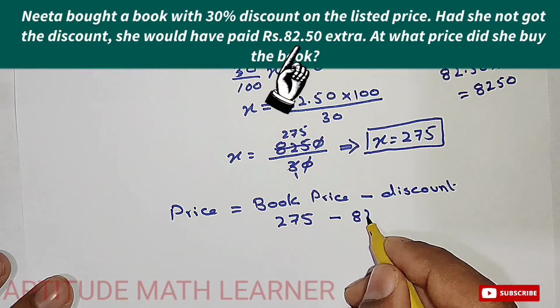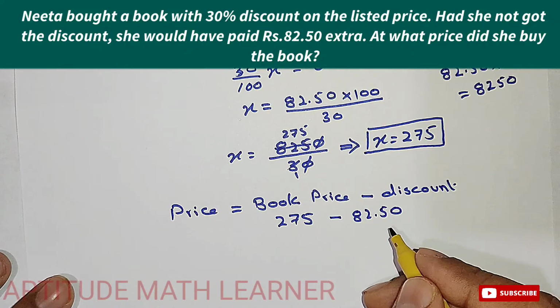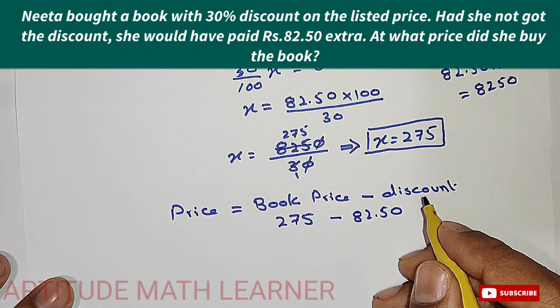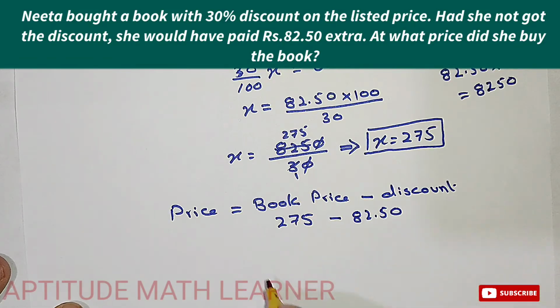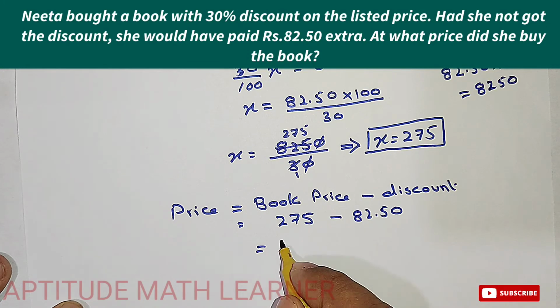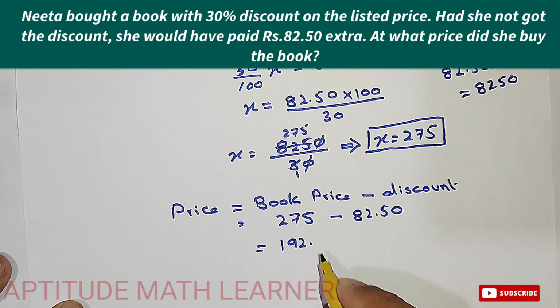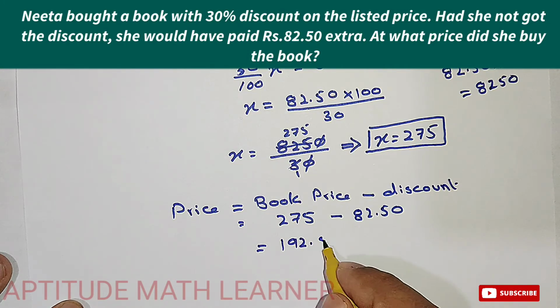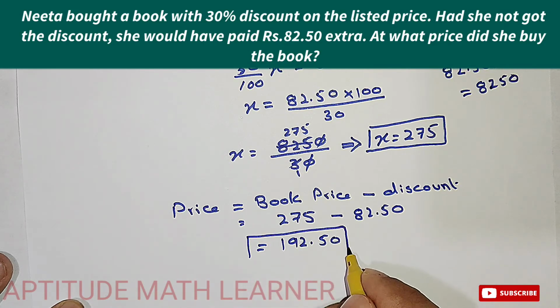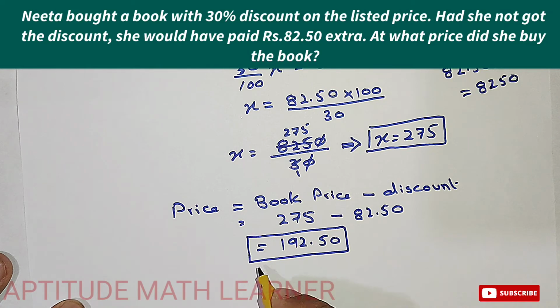So 82.50 we subtract from the original price of the book. So this becomes 192.50. So this is the price she paid for the book after the discount.